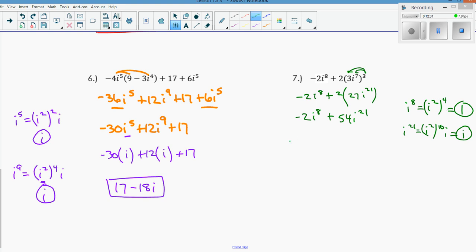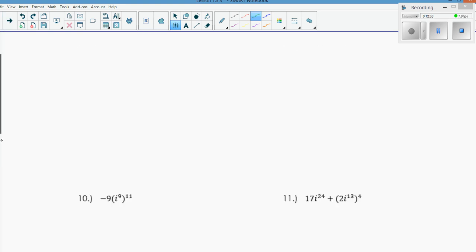So I'm going to go back and I'm going to replace. Negative 2, my i to the 8th was 1, plus 54, my i to the 21st is i. So my real is negative 2, my imaginary is plus 54i. There's my answer. Alright, let's flip it over. Alright, how many more we got? We got 2, 4, 6. Okay, not too bad.